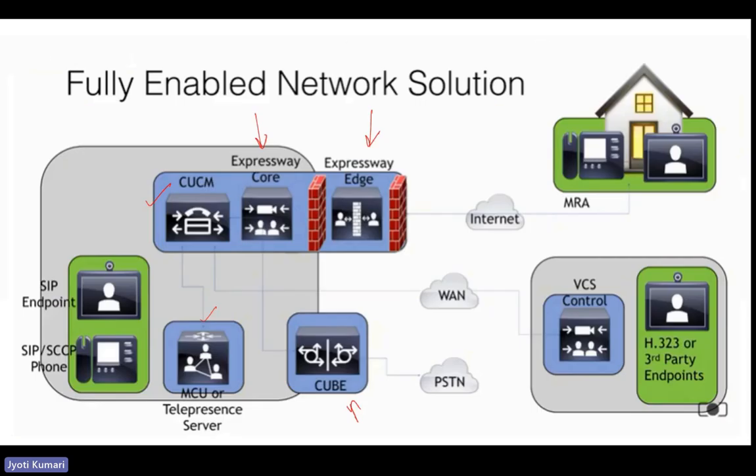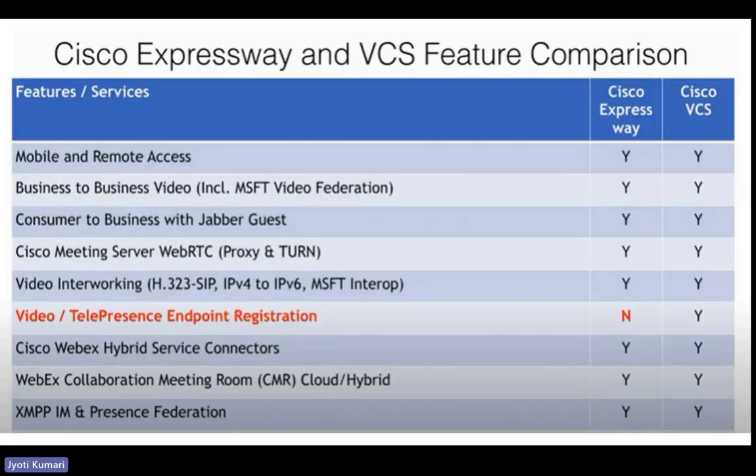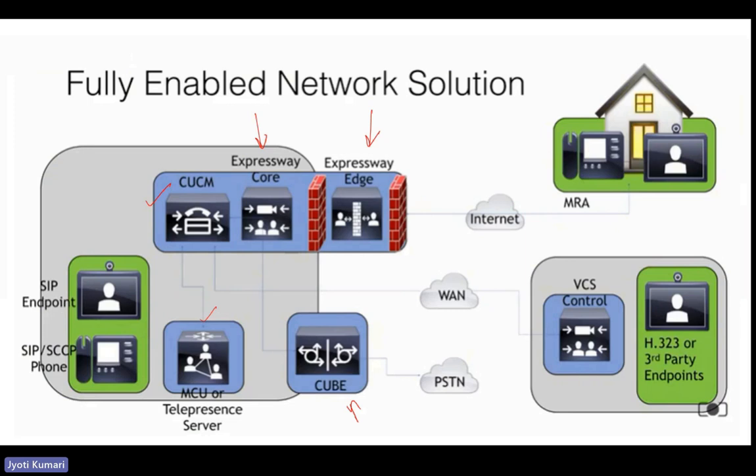VCS was also primarily used earlier, but since it is end of sale, only Expressway Core and Expressway Edge are used now. You can rarely still find VCS being used by some companies, like older companies. Starting with version 8.1, Cisco introduced a new pair of servers called the Expressway series, Expressway Core and Edge, just by changing the firmware a little bit.